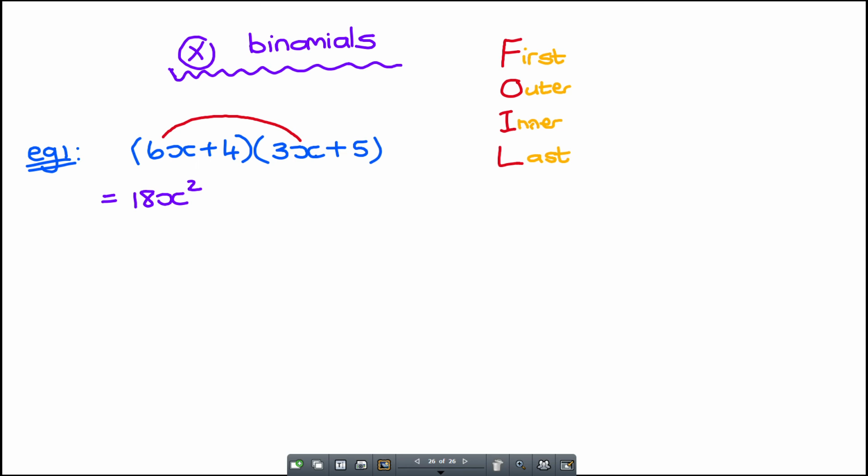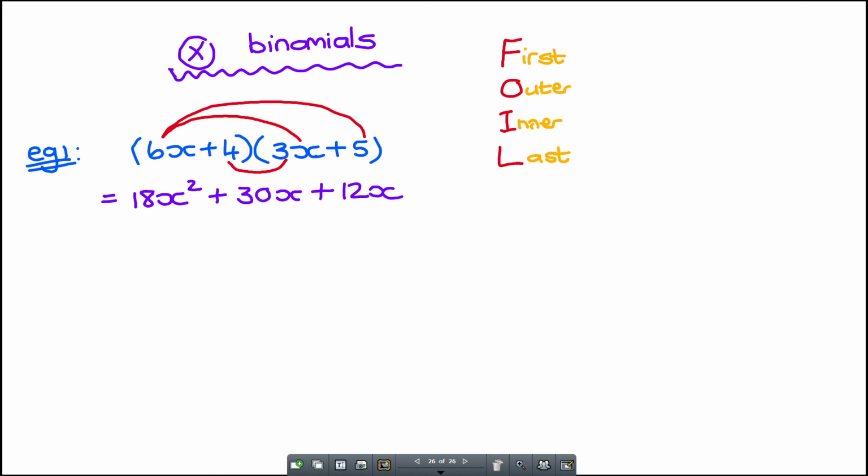Now, the next one is O. Remember from the investigation? Okay, so the O is for outer. So 6x and the 5, those are my two outer terms. So 6x times 5 will give me 30x. Then inner will be the 4 and the 3x, the two on the inside. The inner terms. So 4 times 3x gave me 12x.